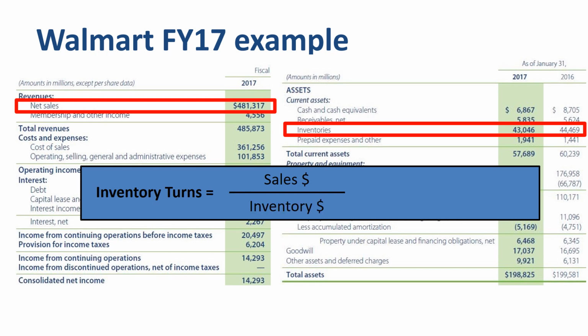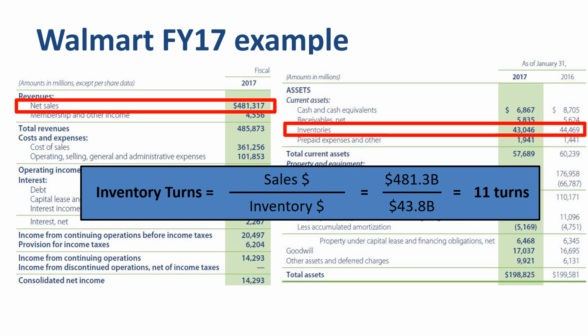We take the 12 months sales of 481.3 billion and divide it by the average inventory of 43.8 billion. You could even make this more sophisticated by looking up Walmart's quarterly reports and making the average inventory a 5-point average rather than a 2-point average. Walmart in fiscal year 2017 had inventory turns of 11.